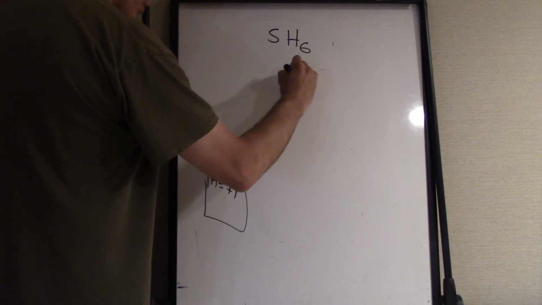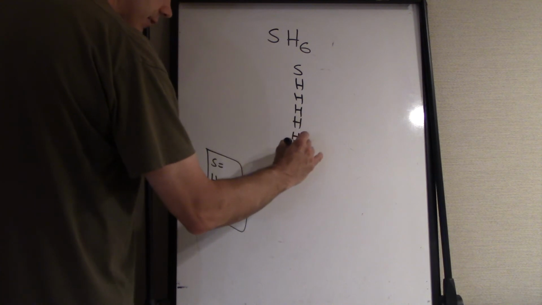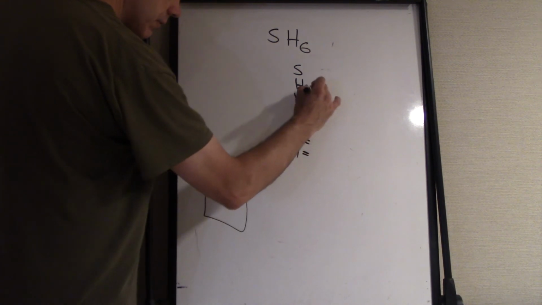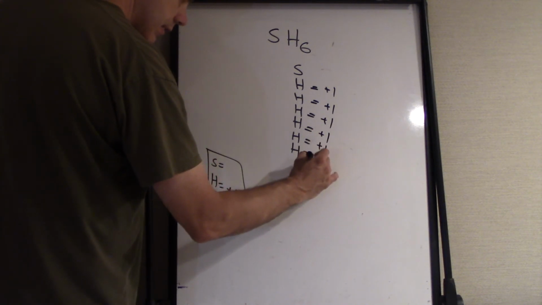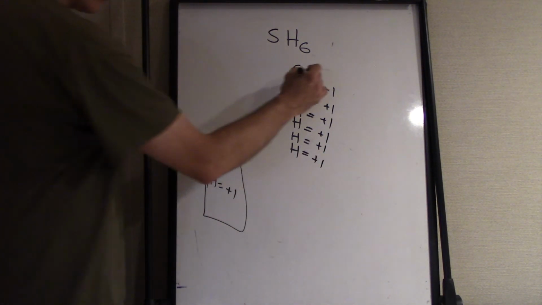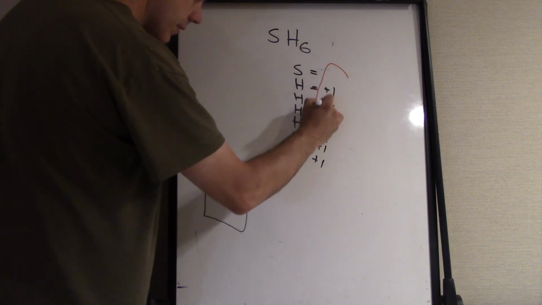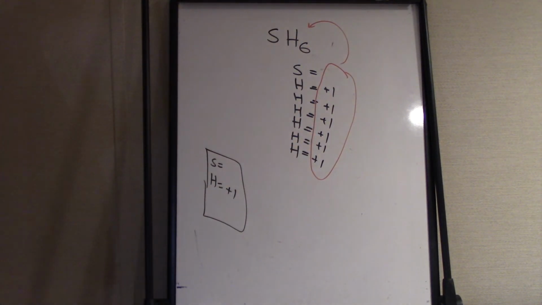For that, I need to look at all the parts. I have 1 sulfur and 2, 3, 4, 5, 6 hydrogens. We said that the hydrogens would each be +1 for their oxidation numbers. We need to then use that fact to figure out what's going on with the sulfur. Remember that it's this sum here, from the 6 hydrogens and the sulfur, that have to give you this overall charge. This is a neutral molecule. Being it's a neutral molecule, the overall charge is 0, so I'm trying to hit 0 as my goal.